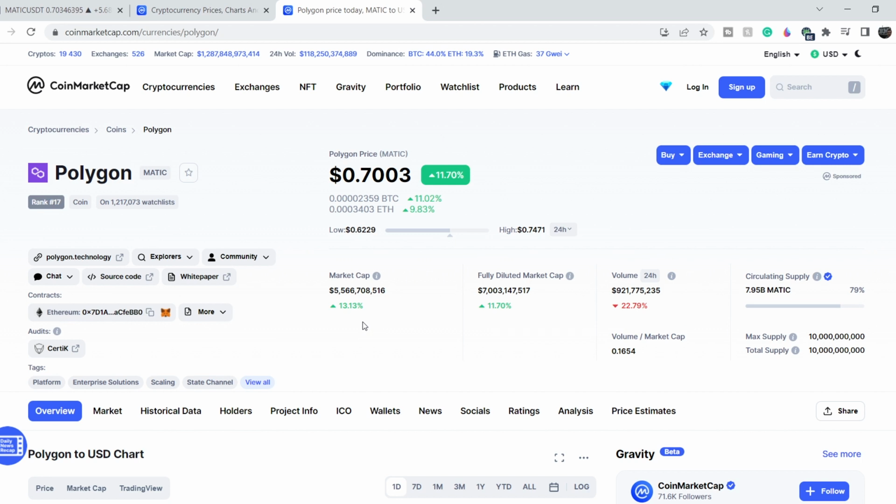For now, it has a total market cap of $5.56 billion. It is a 13.13% increase over the last day, and the volume is $921.77 million. It is lower than it was previously by 22.79%. And I have to say that we cannot rely on the news directly related to Polygon in this crazy market, and that's why we can rely only on Bitcoin price action.